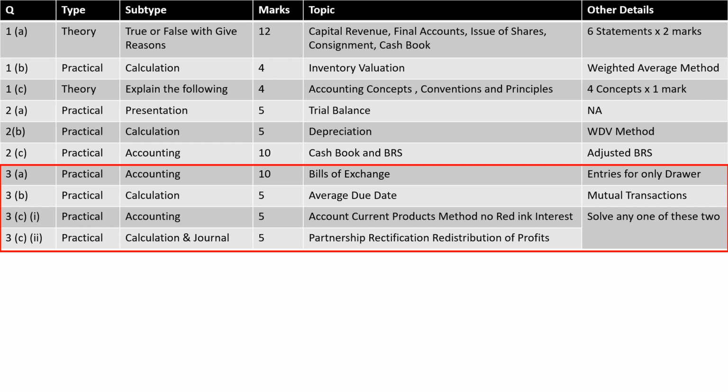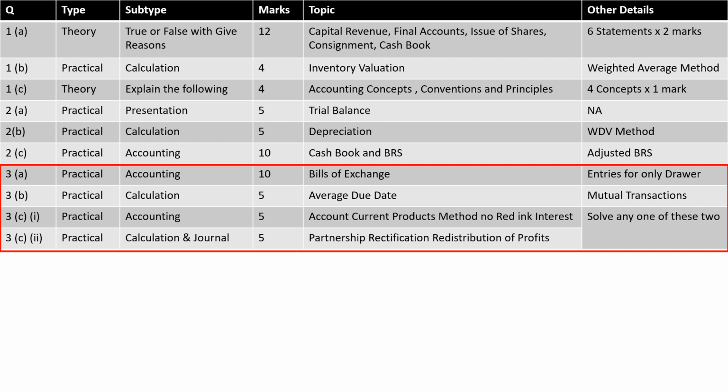But it was an account current problem. So if you are uncomfortable with account current, if you are not very sure about how to calculate product, how to calculate the dates, which date is to be considered as base date, there is a chance that you may find it little difficult. So depending upon your preparation, you can choose whether to go for 3C1 or 3C2.